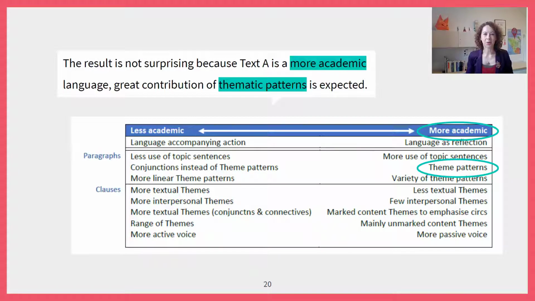If we pull out a sentence from that, we can see this connection more clearly. So the result is not surprising because text A is a more academic language. Great contribution of thematic patterns is expected. Now this is a bit of a close claim. We would normally expect a reference, but we told them they didn't need to cite the register framework. And if we look at the register framework, we can see that alignment of more academic associated with the use of theme patterns from the mode module of the framework.